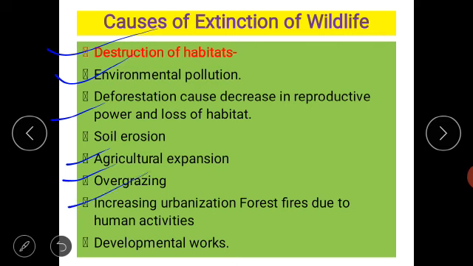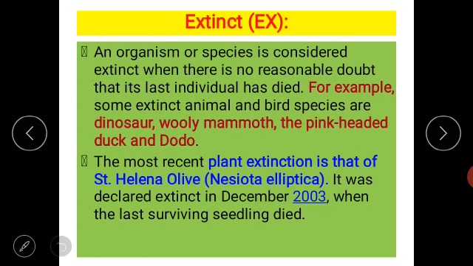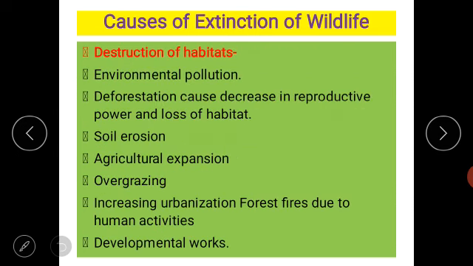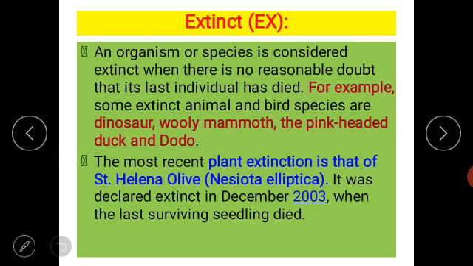Increasing urbanization. Forest fires due to human activities are also destroying the ecosystem. Developmental works like dams and urbanization are also destroying the forest covers. These are the several factors which are destroying nature. Next point, extinct.